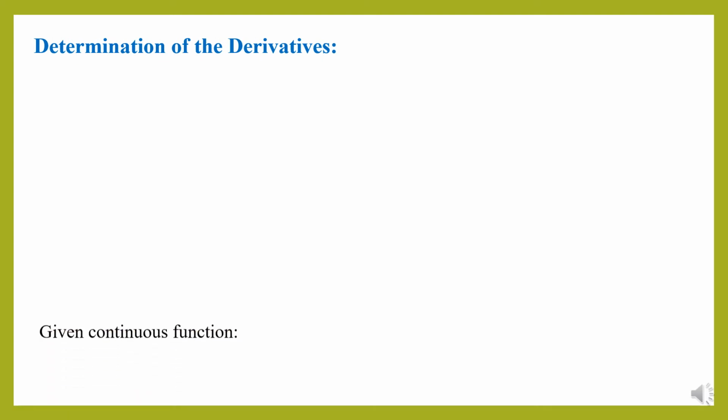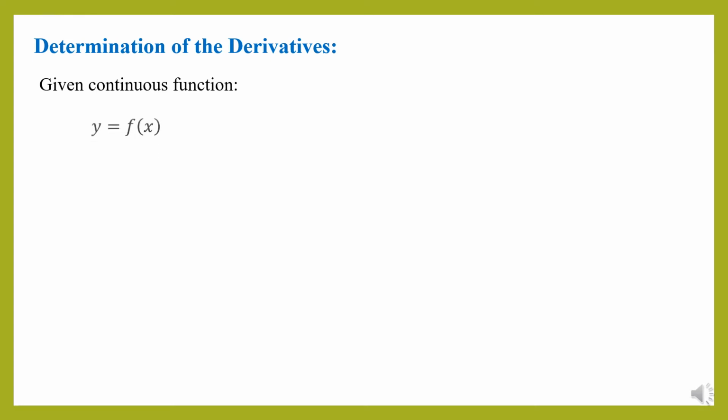In this video, I will discuss how to determine the derivatives using increment of x and increment of y. From a given continuous function, y is equal to f(x). To determine the derivative, there are 5 steps to follow.